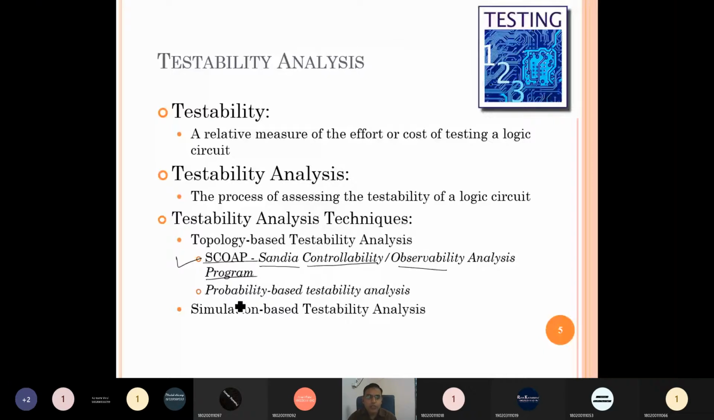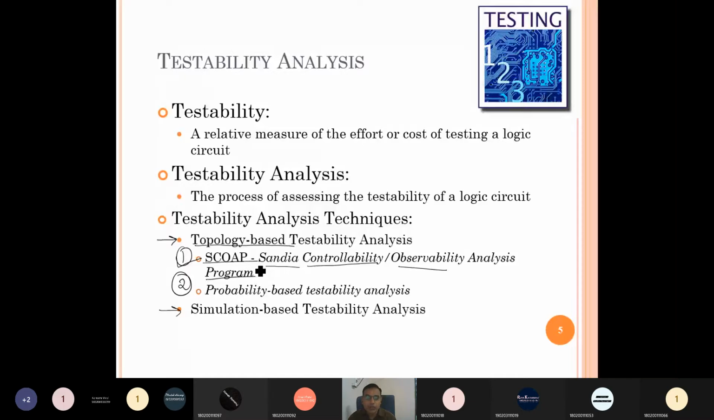Right. This is the first technique; another technique is based on topology. This is the broad category. So the topology based testability analyses are SCOAP, and another is probability based testability analysis. So these are the two testability analysis techniques based on topology. And another broad category of testability analysis is simulation based testability analysis. So we'll see one by one. First we start with topology based testability analysis, and first we'll see SCOAP.